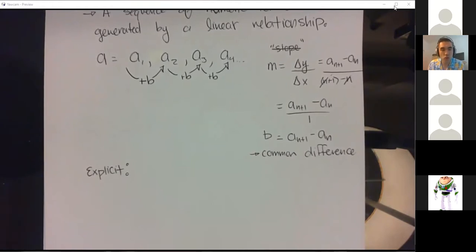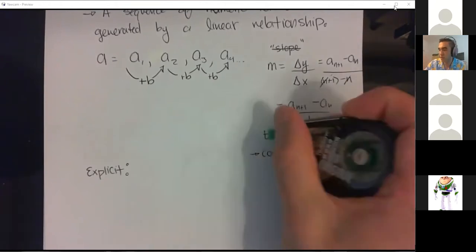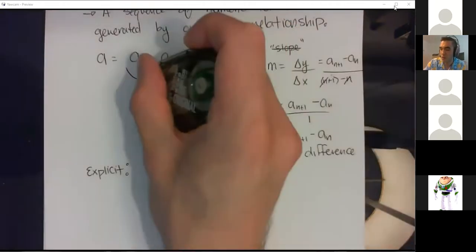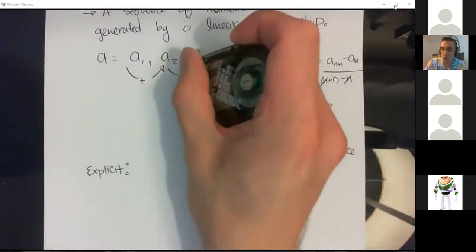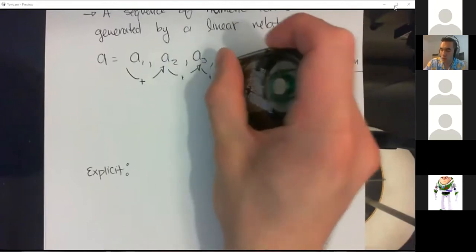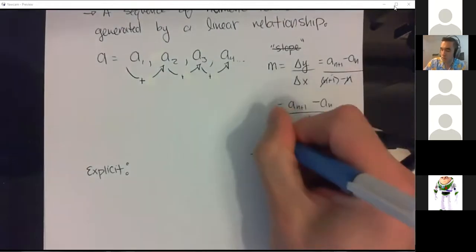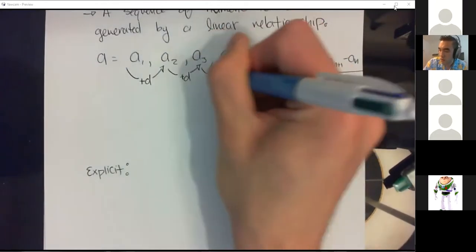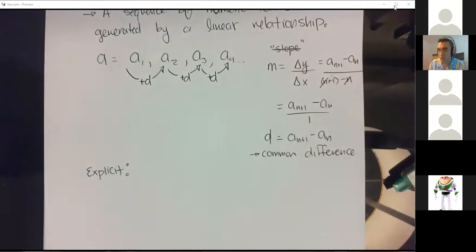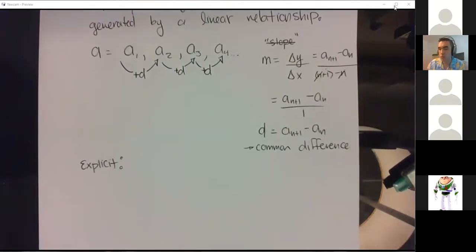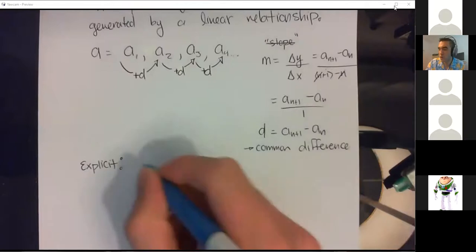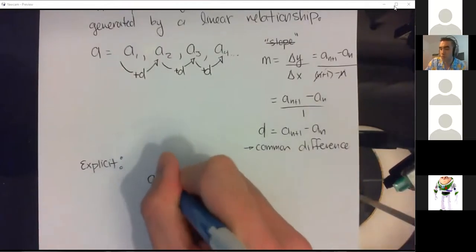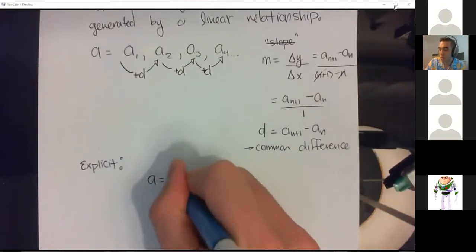I super regret using b for my common difference just now, because we're going to use that for something else in a second. I'm sorry if this is inconvenient to change in your notes. This should be a d if we want it to match the book, or if you don't care, you can switch the variables and keep them switched. Common difference d: plus d, plus d, plus d. My apologies. Nonetheless, when it comes to writing the explicit equation, this is a lot like working with linear equations. So it's just going to be a is equal to n times d.